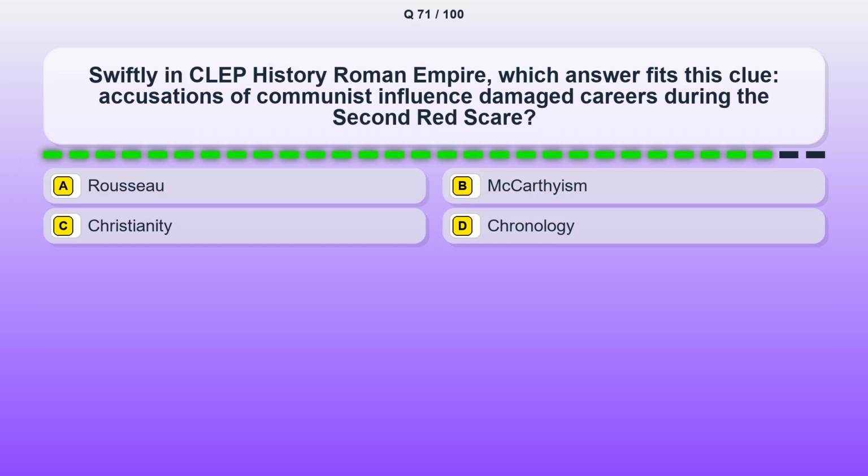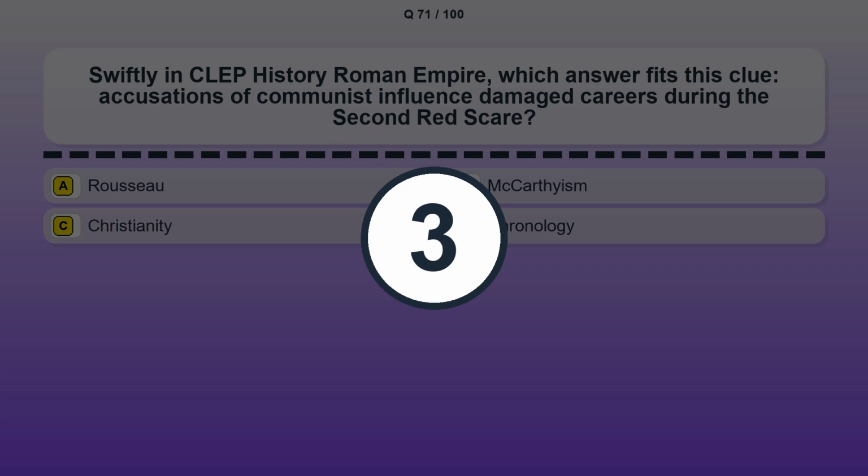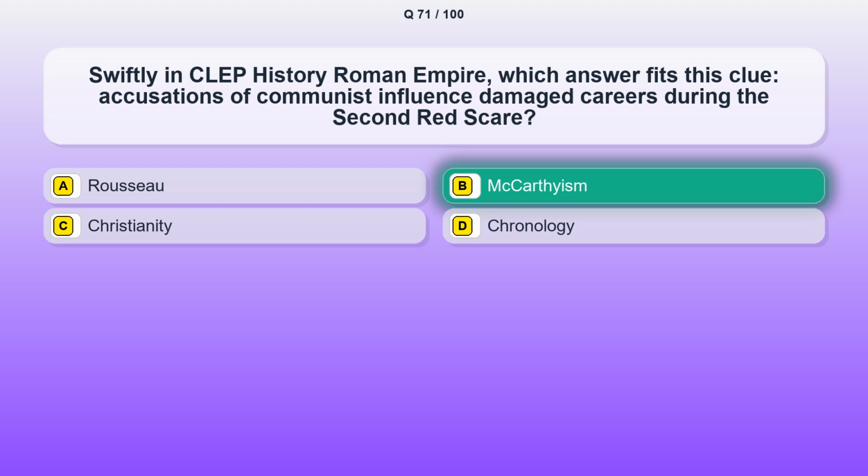Question 71. Swiftly in CLEP History Roman Empire, which answer fits this clue? Accusations of communist influence damaged careers during the Second Red Scare. Option A, Rousseau. Option B, McCarthyism. Option C, Christianity. Option D, chronology. The correct answer is option B, McCarthyism.